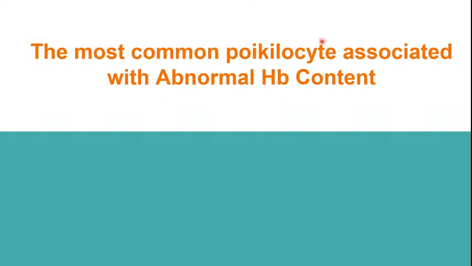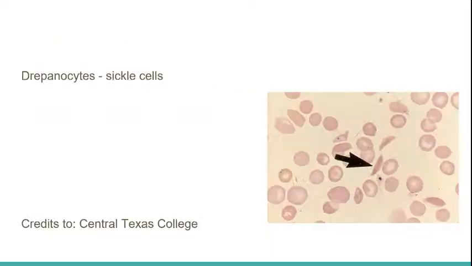Abnormal hemoglobin content. When there's abnormal hemoglobin content, the cells can polymerize. When there's cellular polymerization of RBCs, it will stretch out and form drepanocytes. These are commonly known as sickle cells. Okay? So drepanocytes.